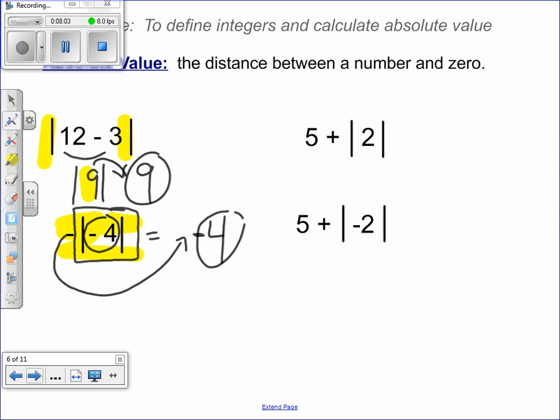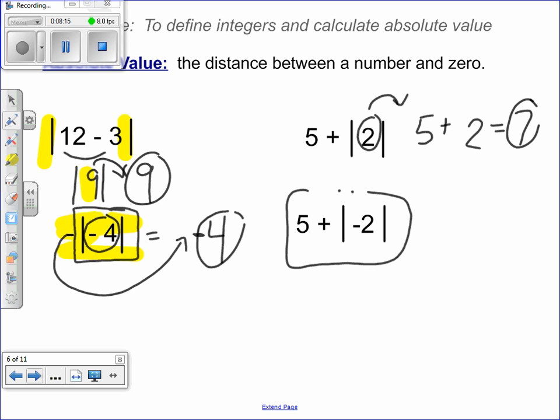All right, 5 plus the absolute value of 2. Nothing to do inside the absolute value bars, so we'll get the 2 out. 5 plus 2 gives me an answer of 7. All right, and then very similar example down here. Check first inside the grouping symbols or absolute value bars. Get it out of jail. Absolute value of negative 2 is positive 2. Then we have this part out here. 5 plus 2, also 7.